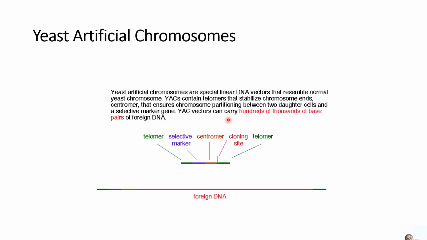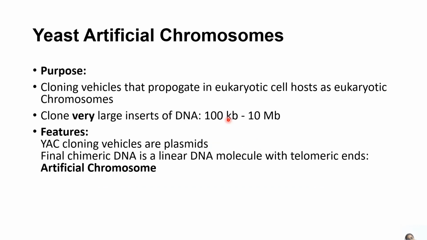As I said, BAC is bacterial artificial chromosome and YAC is yeast artificial chromosome. They are specialized linear DNA vectors that resemble normal yeast chromosomes. They contain telomeres that stabilize chromosome ends, a centromere that ensures chromosome partitioning between two daughter cells, and a selective marker gene. So they can carry hundreds or thousands of kilobases of foreign DNA. Their purpose is as cloning vehicles that propagate in eukaryotic cell hosts as eukaryotic chromosomes. They can carry very large inserts, and the YAC cloning vehicles are plasmids, and the final chimeric DNA is a linear DNA molecule with telomeric ends.